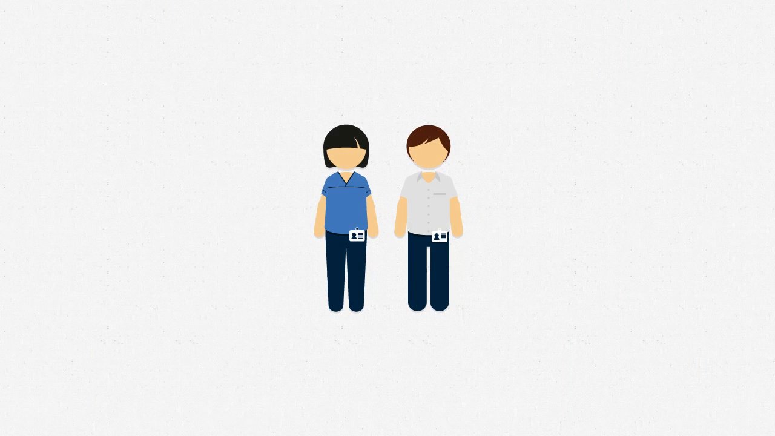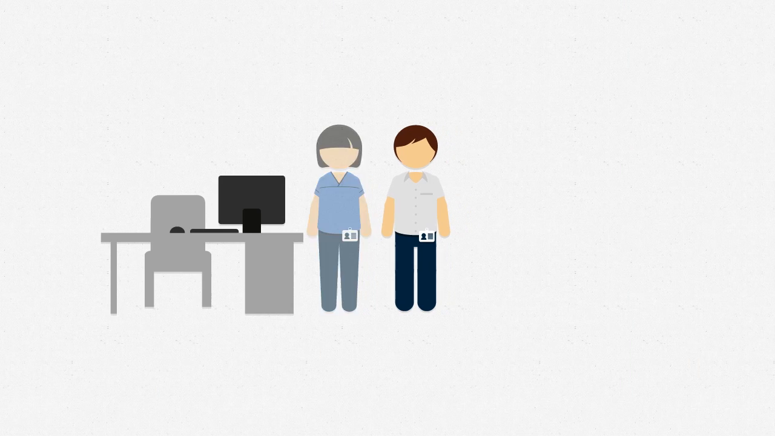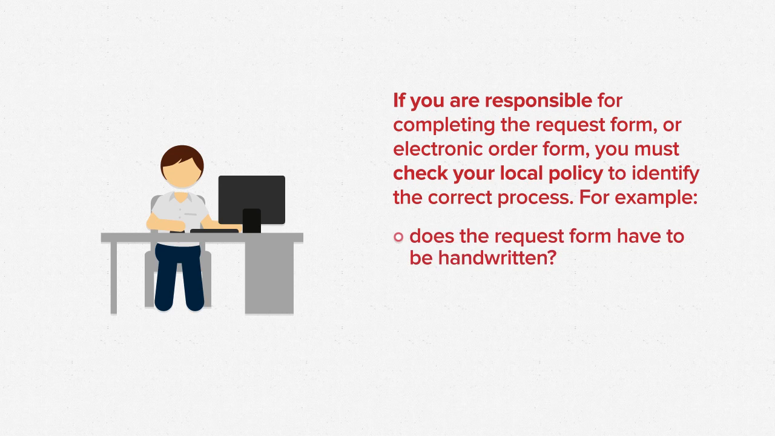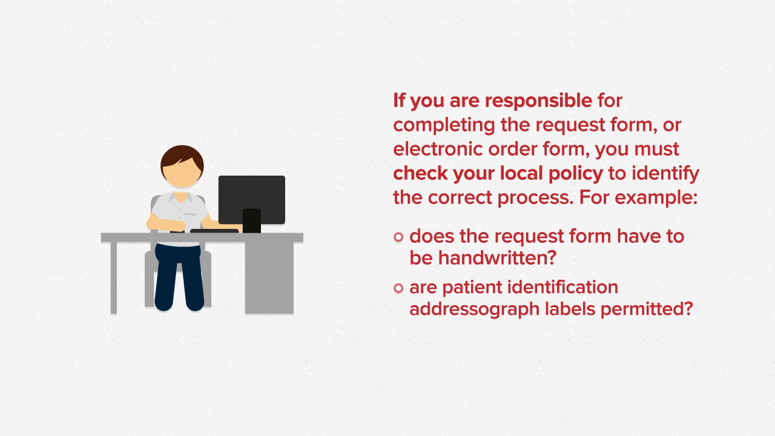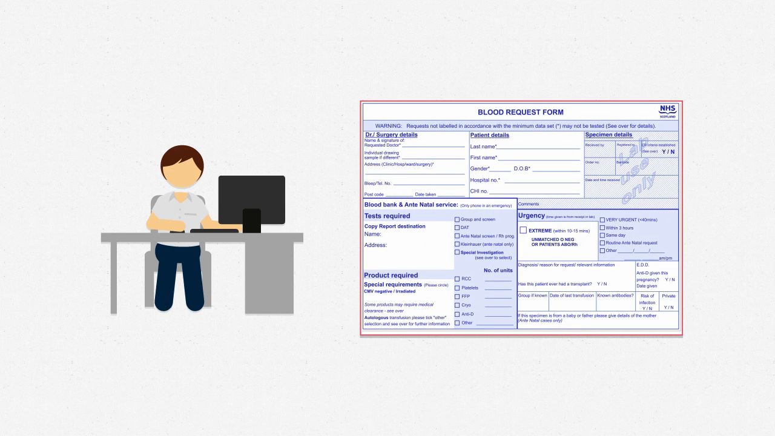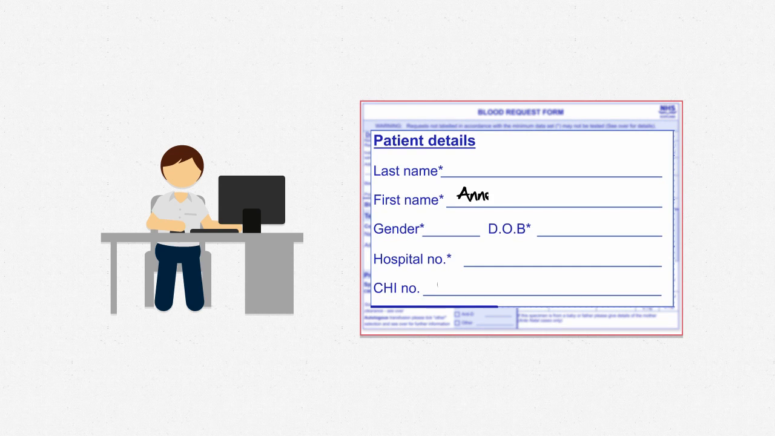The decision to transfuse a patient is made by a registered medical practitioner or an approved non-medical authorizer. If you are responsible for completing the request form or electronic order form, you must check your local policy to identify the correct process. For example, does the request form have to be handwritten, or are patient identification addressograph labels permitted? You should understand that the following information should be provided on every blood request form or electronic request: the patient's first name, last name, date of birth, gender, and a unique patient identity number, such as an NHS or CAI number.